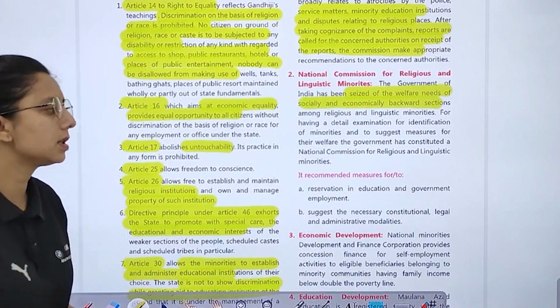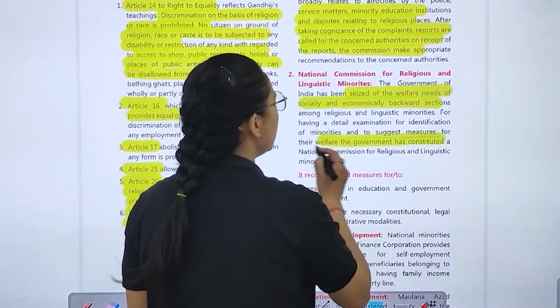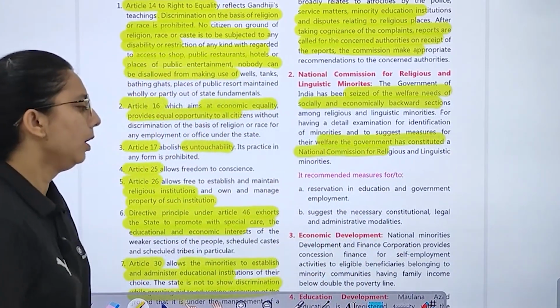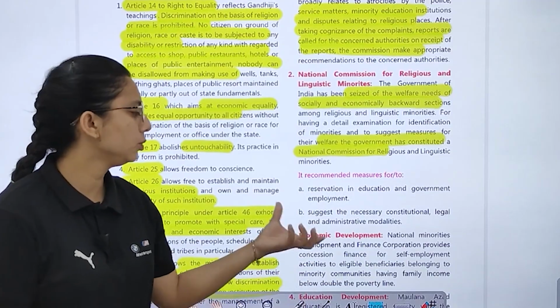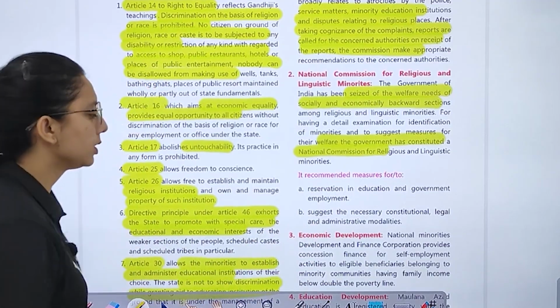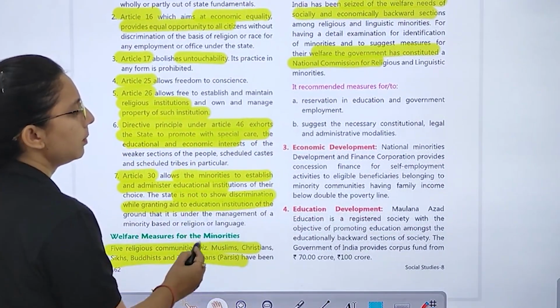आपको कुछ measures भी suggest किए जाएंगे for the welfare the government has constituted. What measures does it recommend? एक तो reservation देता है education में, government employment में, दूसरा suggest करता है necessary constitutional, legal and administrative modality.